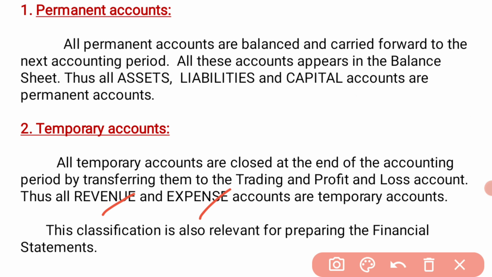You have to remember that permanent accounts are those which are carried forward to the next year, and the permanent accounts are assets, liabilities and capital, whereas temporary accounts are closed at the end of the accounting period, and the temporary accounts are revenue and expenses. This you have to remember here. This classification is also relevant for preparing financial statements. When you prepare the financial statements, these classifications are applicable.